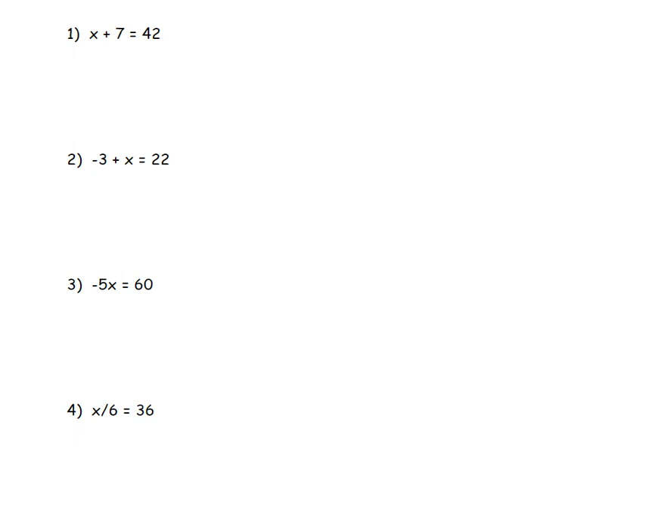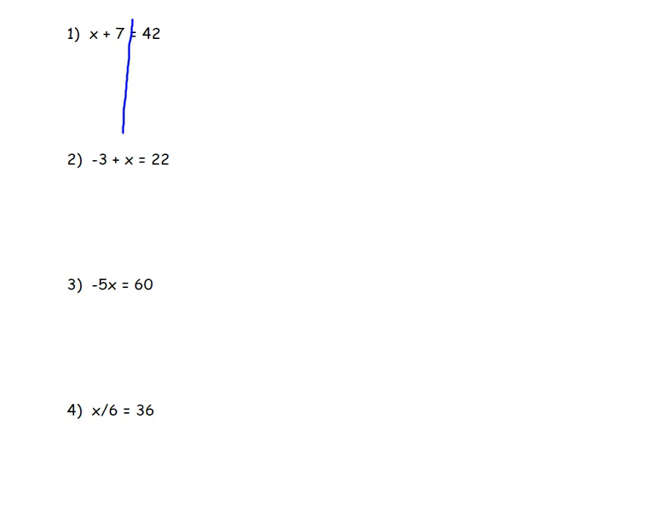Okay, so I'm going to go over the starter. These are one-step equations like we did yesterday. Make sure that you're showing the work just like I do. Organized, neat, tidy. So the first thing I want to do is draw a line. And then I notice that this question says x plus 7 equals 42.